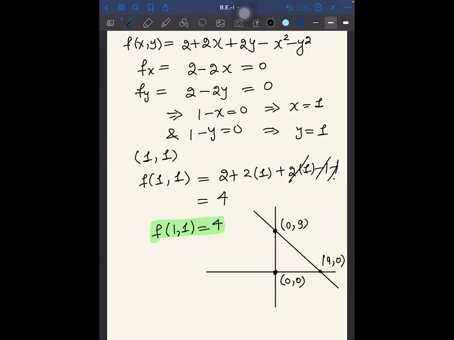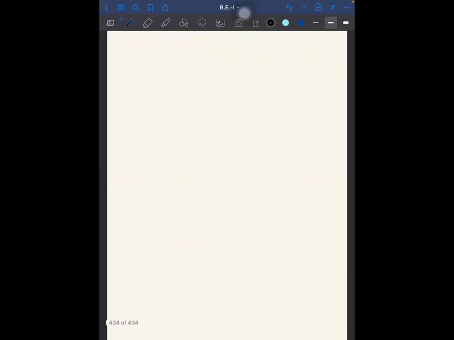Can anybody tell me what are the boundaries? (0, 9), (0, 0). Yes: y = 0, x = 0, and x plus y equals 9. Right. So we'll be dealing with the boundaries one by one.